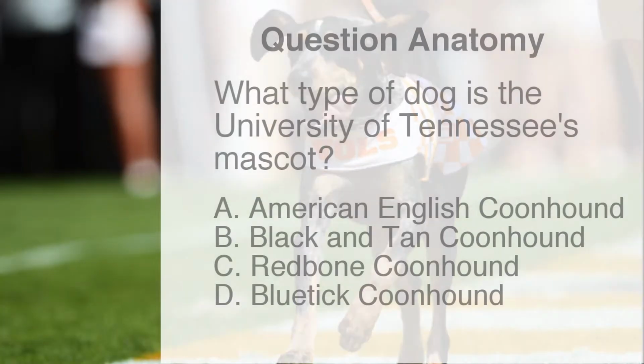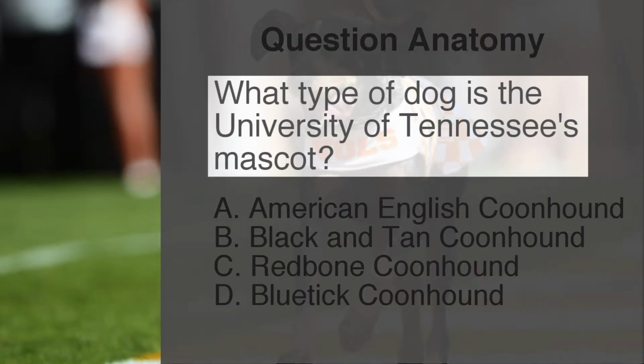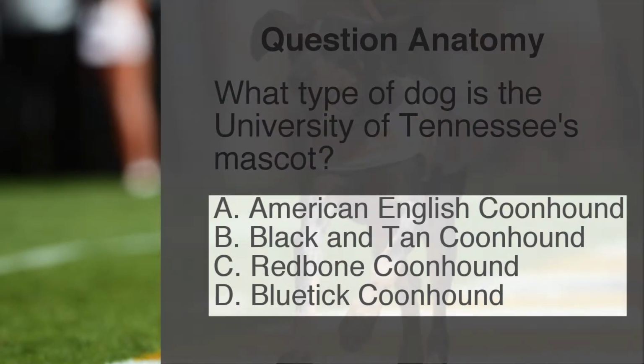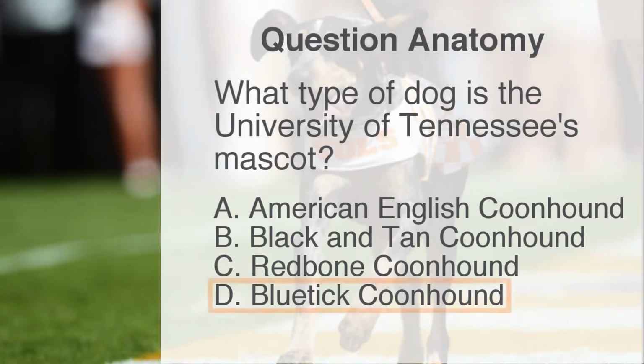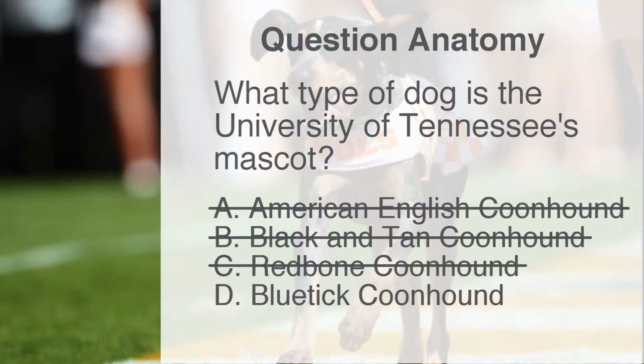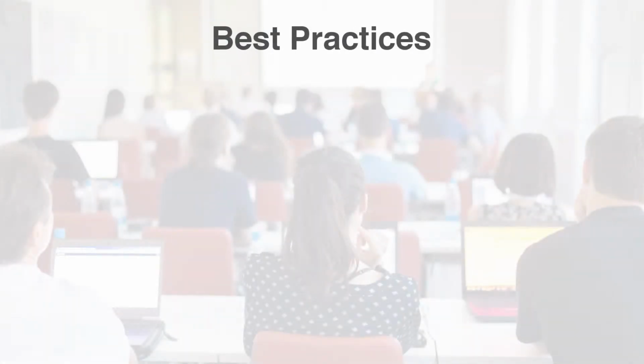A multiple choice question consists of a stem and answer options, also known as alternatives. One best option will be the correct answer, the others are considered distractors or incorrect options. Here are some helpful do's and don'ts when writing your questions.